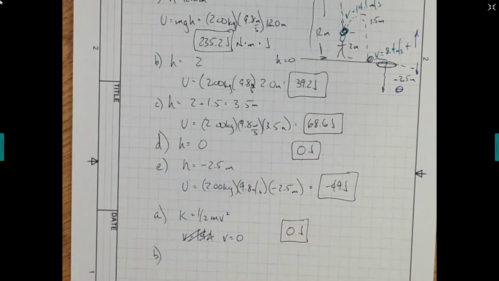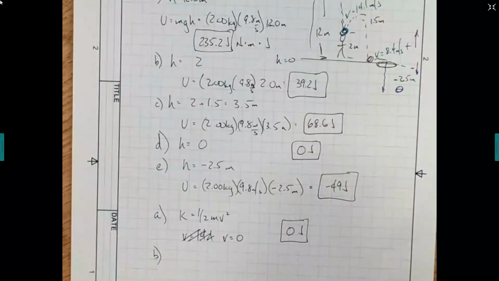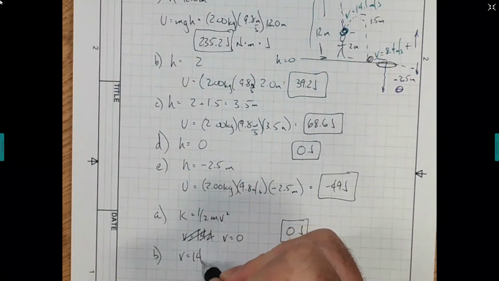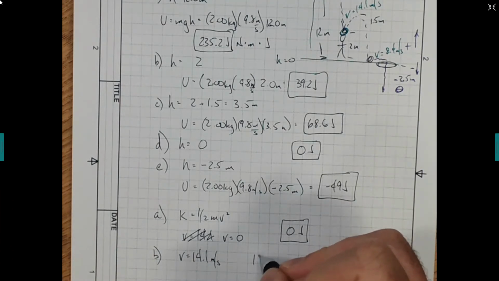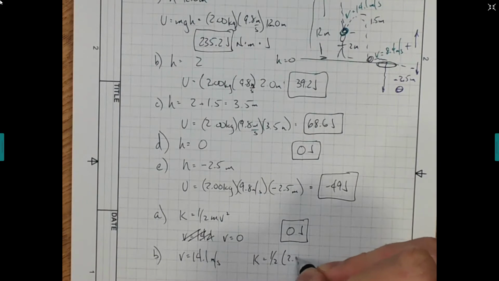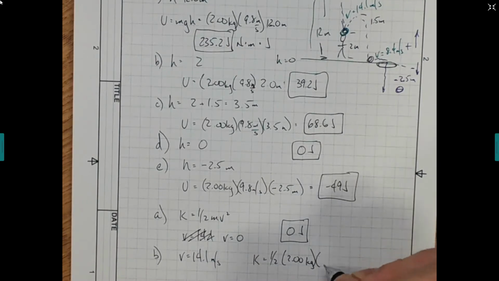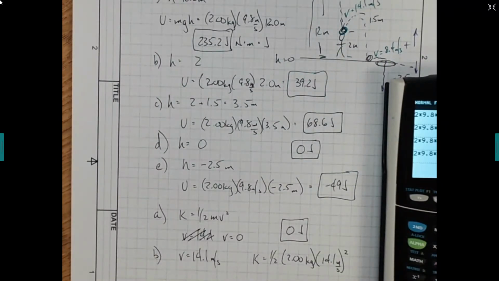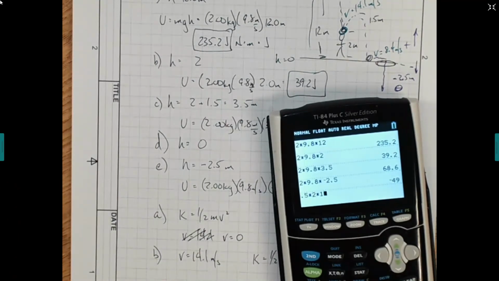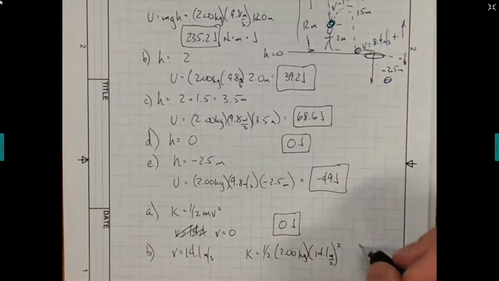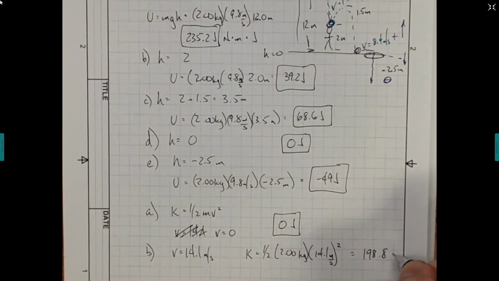Okay, look at B. Part B, now when it hits the bystander on the head. So now it's the 14.1. I was just ahead of the game there a minute ago. So now we're going to put that into my equation. My kinetic energy, my K, is equal to 1/2. My mass is still the 2.00 kilograms. It's still the same coconut. Now my velocity is 14.1 meters per second, and we need to square that. It's going to be 0.5 times 2 times 14.1 squared. And we get 198.8 joules.